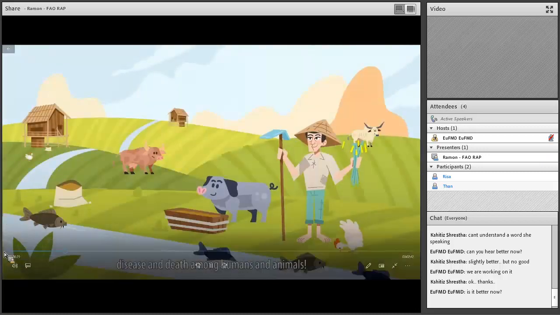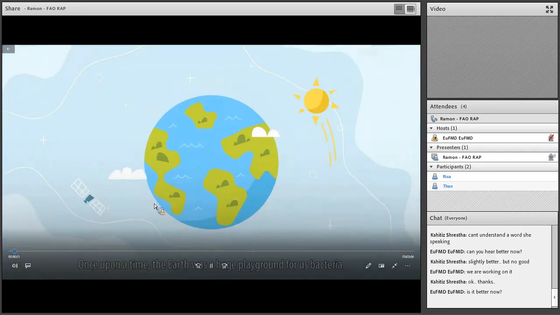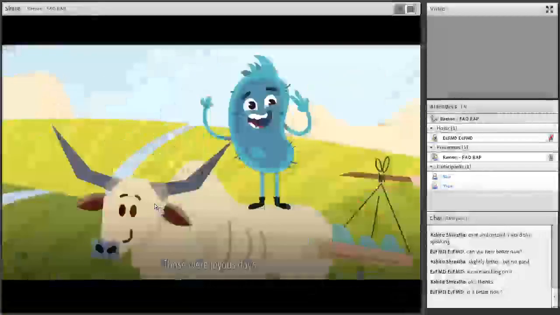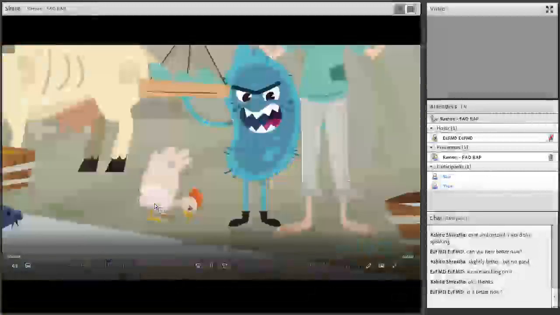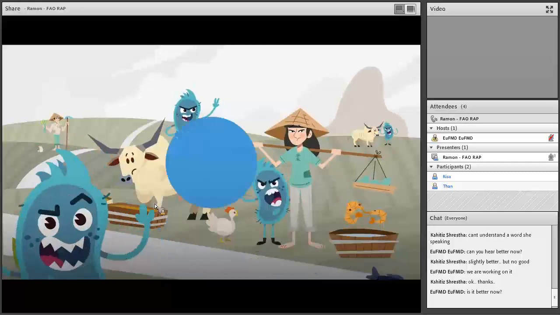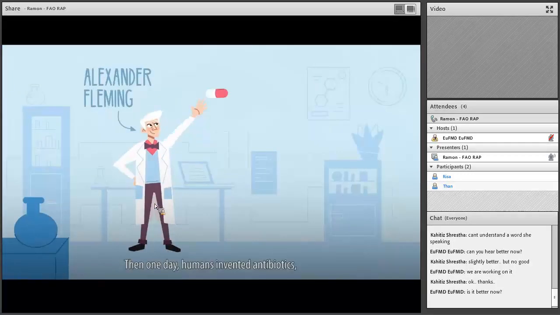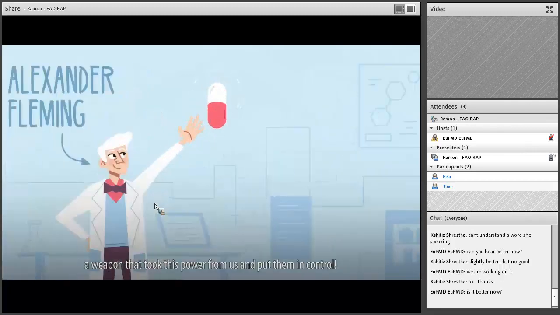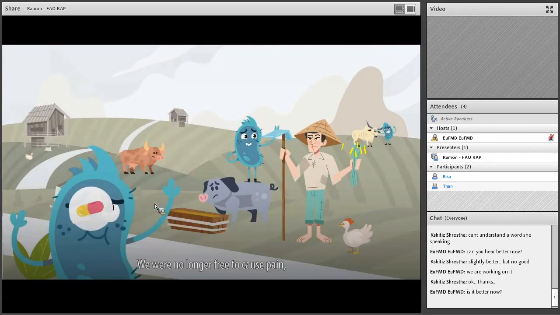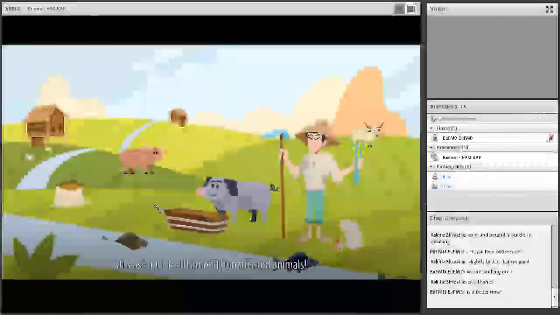Once upon a time, the Earth was a huge playground for us bacteria. Those were joyous days. We were wild and free, helping or hurting people and animals as we wished. Then one day, humans invented antibiotics, a weapon that took this power from us and put them in control. We were no longer free to cause pain, disease, and death among humans and animals.